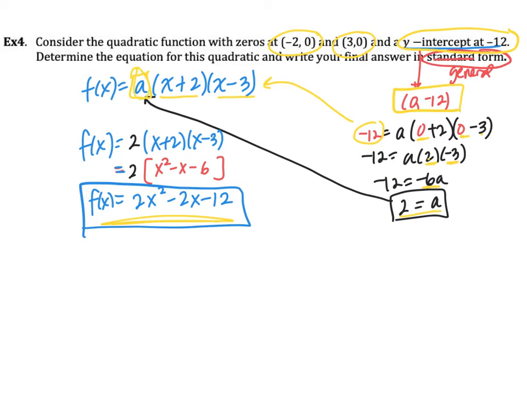Then I plug that back in for my a, like I did here. But notice it says write your final answer in standard form. We meant general form there, and general form is when you multiply it all out. So what do we have to do? First, you need to expand x plus 2 times x minus 3 to get x squared minus x minus 6. Then I distribute my 2 through those to get my final answer of 2x squared minus 2x minus 12.